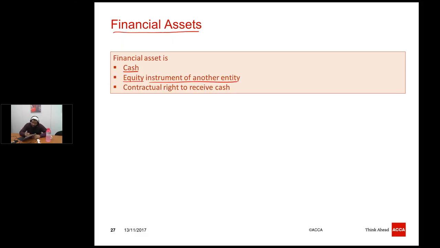Equity instrument of another entity. If I have purchased ordinary shares of another entity, that is also a financial asset. If I have purchased irredeemable preference shares of another entity, that is also a financial asset, because this is an equity instrument of another entity. So any equity instrument of another entity is a financial asset. It may be ordinary shares, it may be irredeemable preference shares.